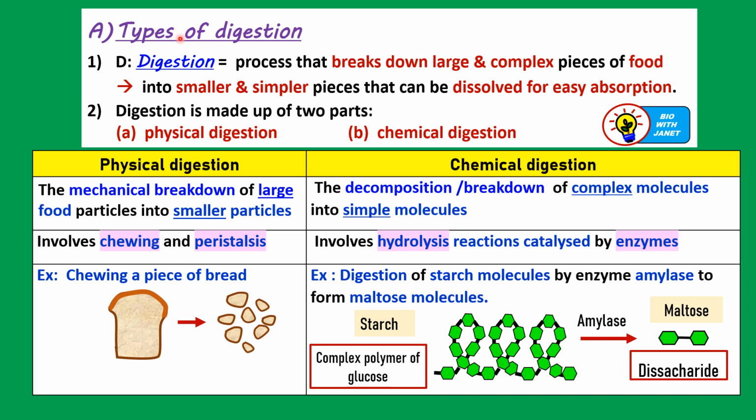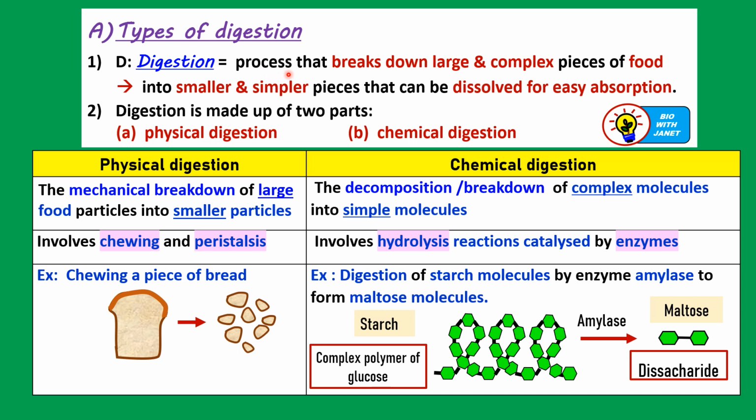Our first topic here is types of digestion. So, when you eat a sandwich, for example, during your breakfast, do you know what happens to that sandwich in the body? When we eat a sandwich, the process of digestion occurs and all our digestive organs begin to function to break down that piece of sandwich to form simpler molecules that are dissolved for easy absorption into the body, so that the body can use these nutrients for its needs, like for growth and for cellular respiration.